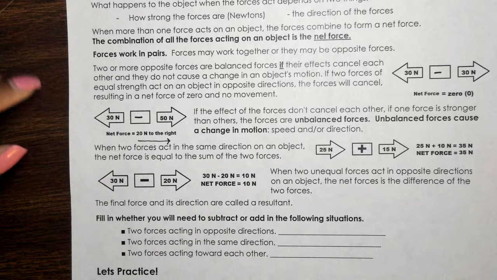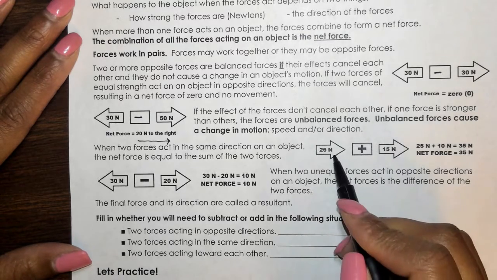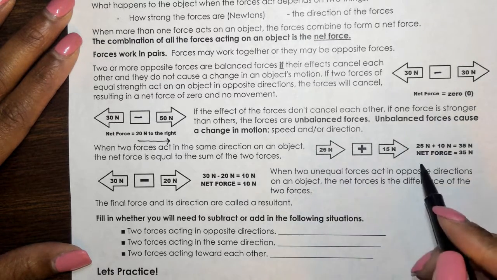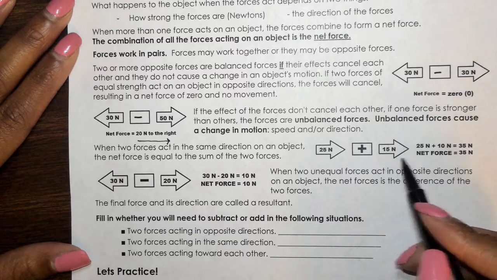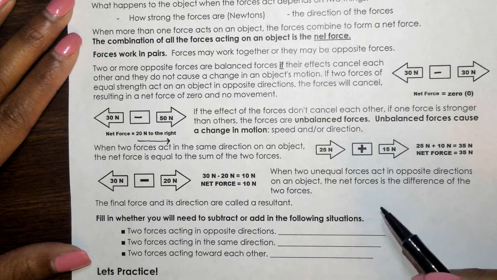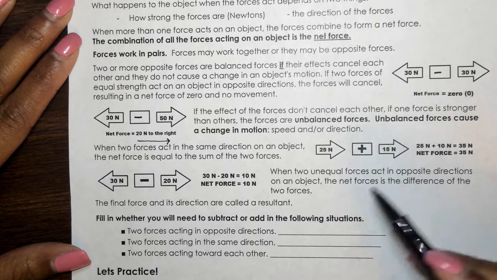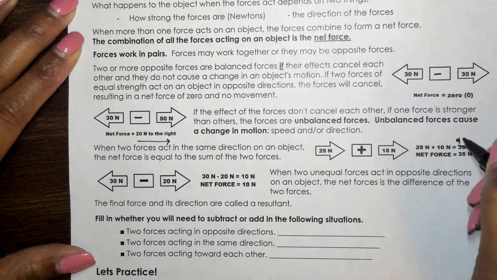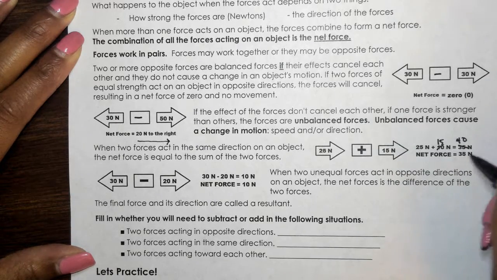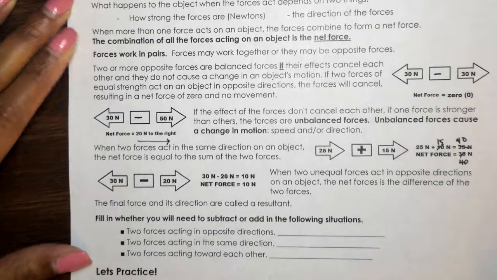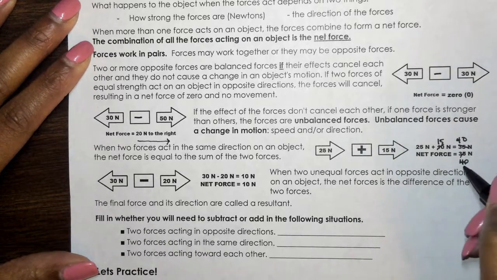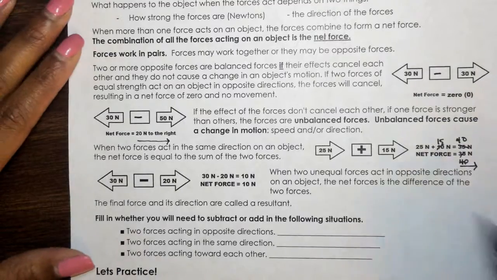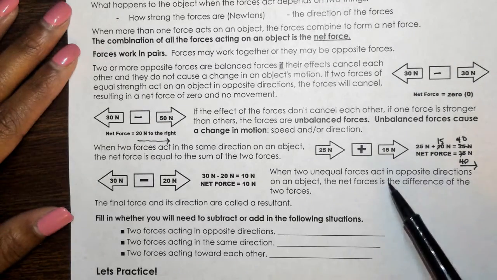When two forces act in the same direction of an object, the net force is equal to the sum of the two forces. So here is our example. Here you have 25 newtons going to the right, and you also have 15 newtons going to the right. So 25 plus 15, that should be actually 40. So I'm just going to change that to 40 right here and make that a 15. Alright, so the net force is going to be 40, and it's going to go to the right to follow where the forces are already pushing or pulling.